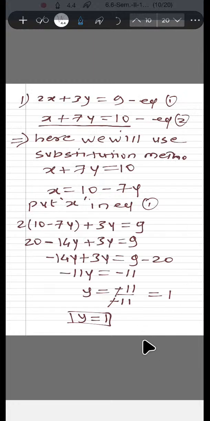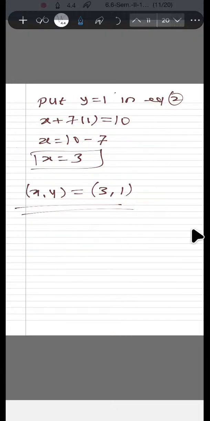The given equations are x plus 7y equals 10 and another one. I converted it in terms of one variable and put that value of x into equation 1. You have a choice; try to solve as many questions as you can so you get familiar with this method. Just put the value in equation 1, then simplify it. After simplification, I get the value of y, and I substitute the same value in equation 2, because it's convenient for me.